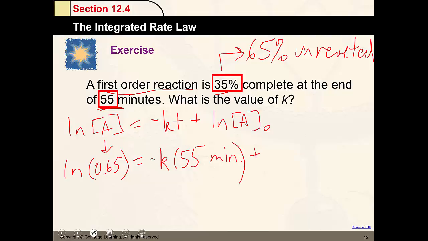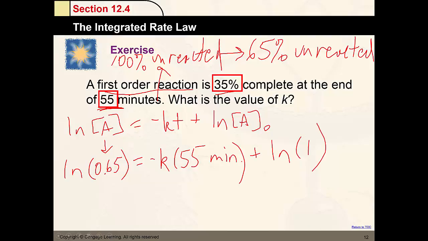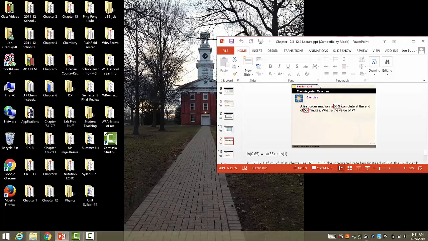We're trying to solve for k. We know our time here is 55 minutes. And then we have to think about, okay, what's the concentration at time 0? So originally, for this reaction, at time 0, 100% of A is unreacted. So converting that to a decimal, that means it's the natural log of 1.